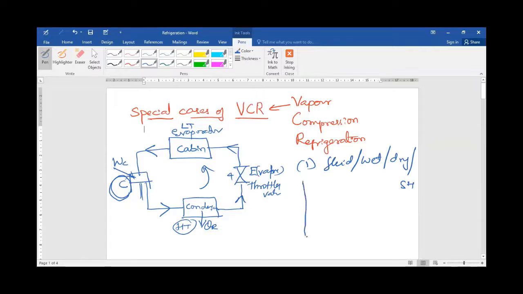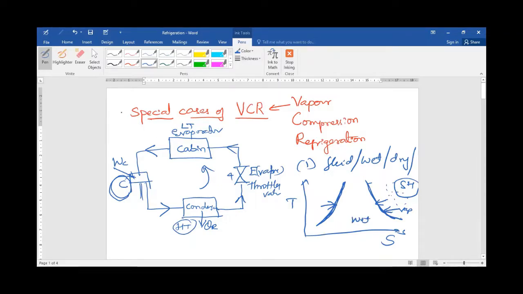To understand this, I will draw one simple TS diagram here. It is important. In the TS diagram there will be two lines: one is the saturated liquid line, and another is the saturated vapor line. If your point lies on this line, we call it the liquid condition. If your point lies on this line, we call it the dry condition. If your point lies on the right-hand side of this vapor line, it is called the superheated condition. If your point lies between this curve and this curve, we call it the wet condition.